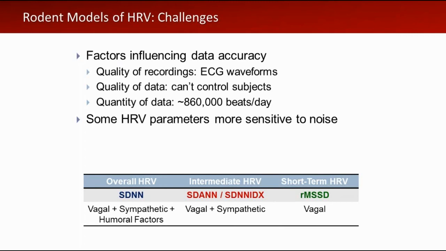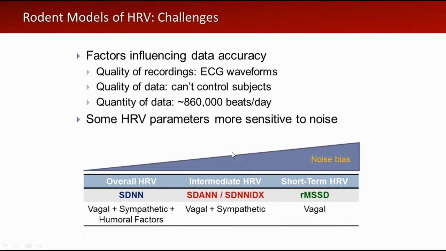And some heart rate variability parameters are more sensitive to noise than others. So this schematic should look very familiar to you again, where you just see your overall, intermediate, and short term. But I have actually found that the short-term variability, or that vagal contribution, is the most sensitive to noise, which makes sense because you're looking at beat-to-beat changes in heart rate variability compared to overall. So if you have a lot of noise here, but you have other contributing factors, including behavioral ones, it may get masked and you won't necessarily notice that effect.